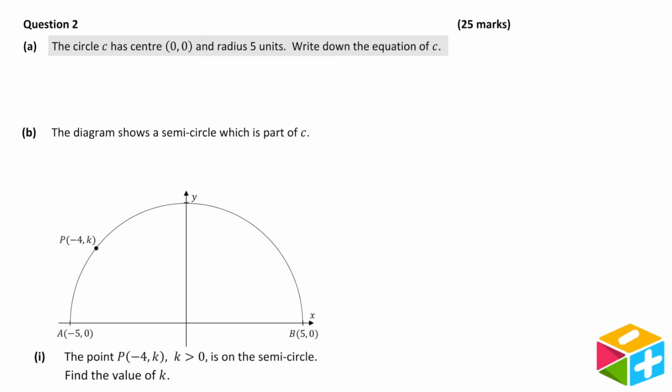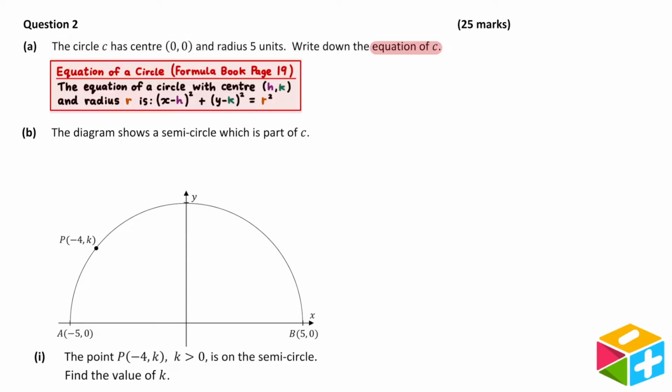The circle C has centre (0, 0) and radius 5 units. Write down the equation of C. This question involves the equation of a circle.